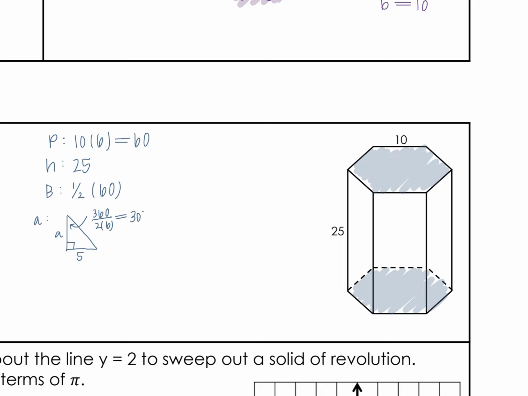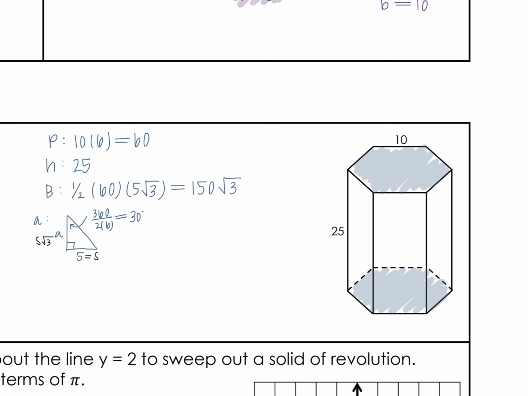Okay, so here I'm going to be using a 30, 60, 90 ratio. Since that's my 30, my S should be equal to 5. My A is going to be an S root 3. And therefore, I know my apothem is going to be 5 root 3. All right, so taking half of 60, I'm going to get 30. 30 times 5 root 3 should give me 150 root 3.